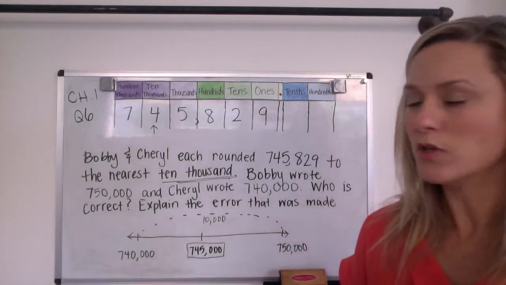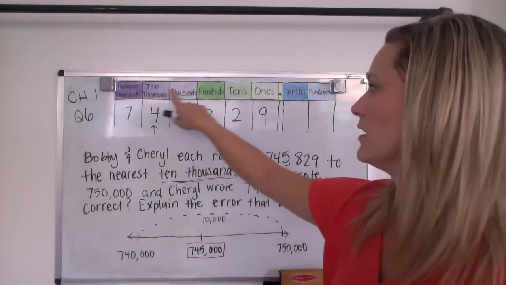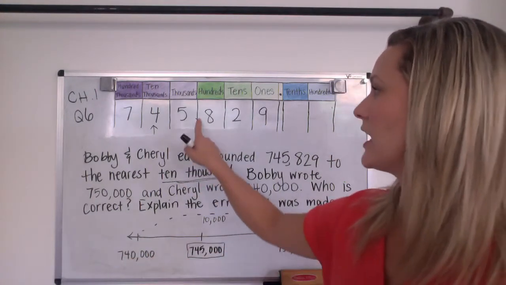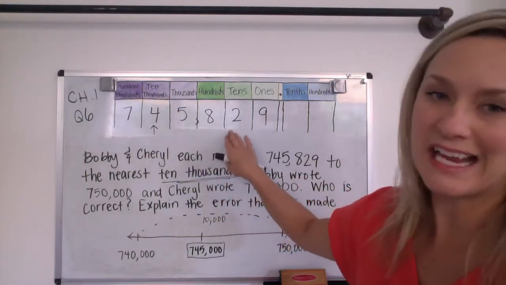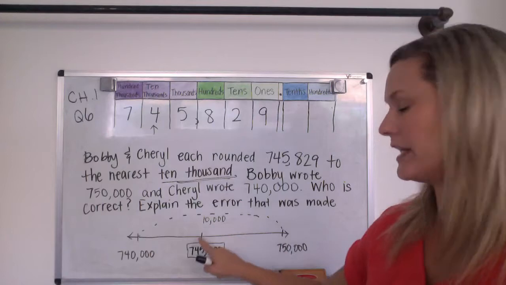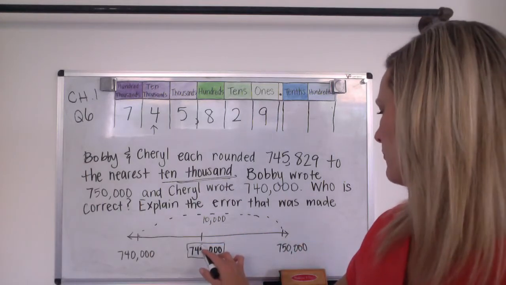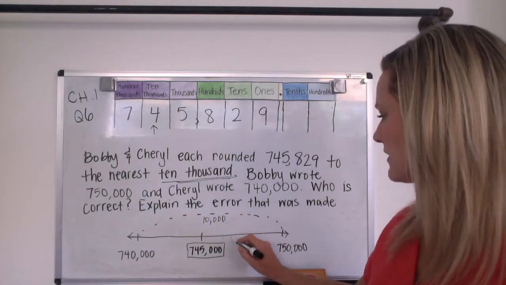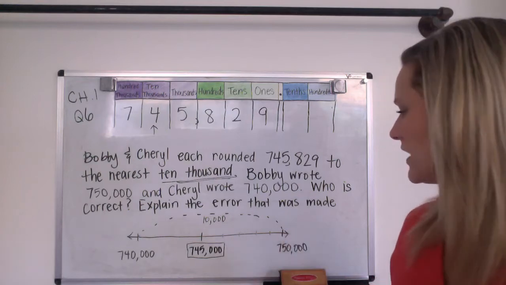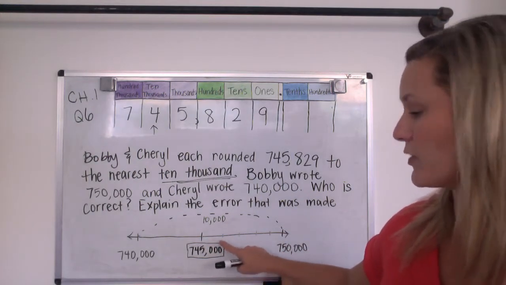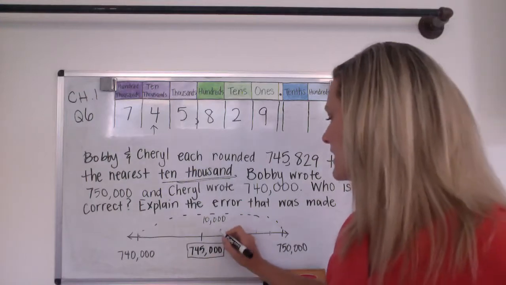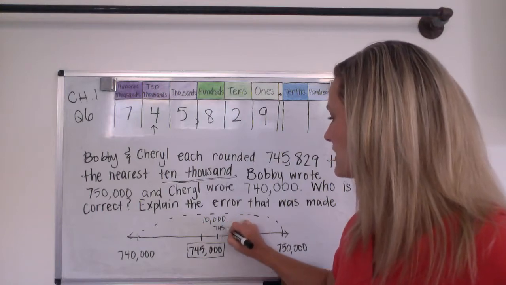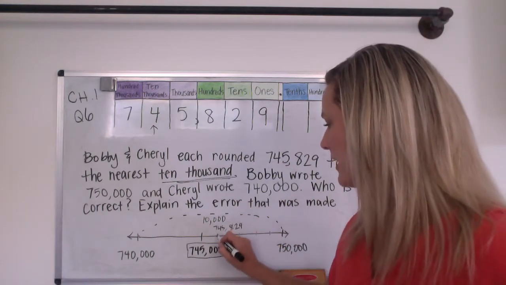Okay, so we have to place this number on the number line. So right here, 740,000, 745,000. And our number is 745,000 and some more. So it's going to fall somewhere in here. All right, so I'm going to estimate where I think it would go. So maybe 745, 746, 47, 48, 49, 50. Okay, so I think that this would be 746,000 right here. So I'm going to estimate that 745,829 would go right about here.